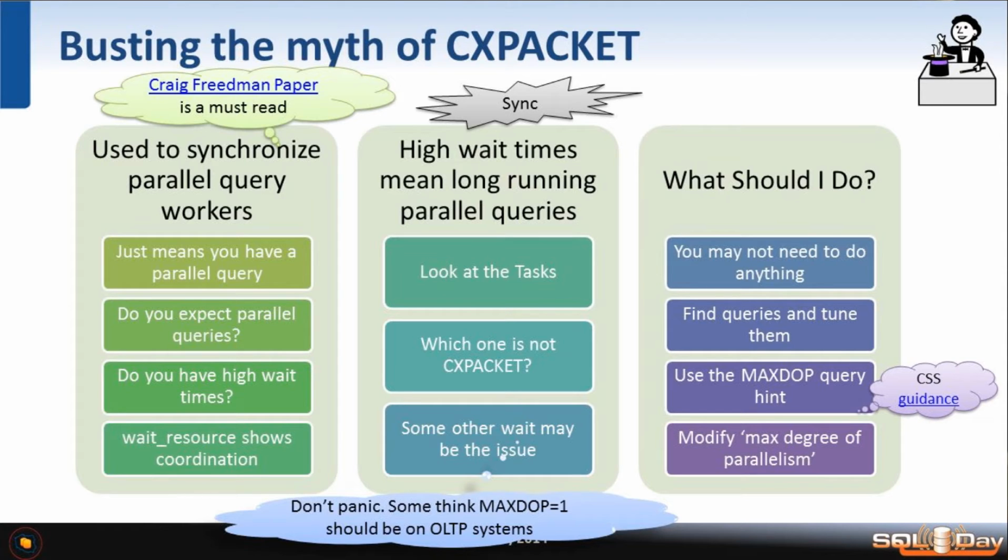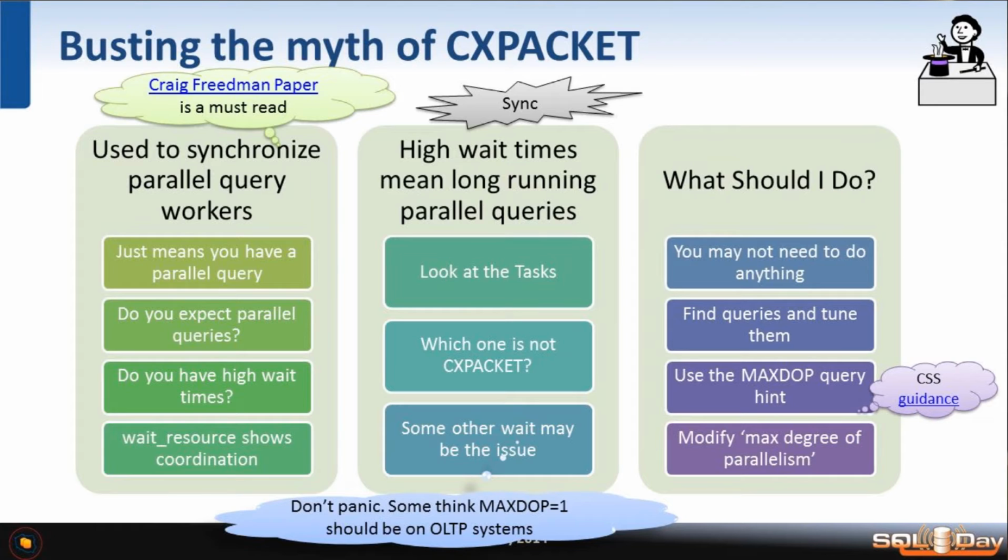Okay? We do not put CX packet wait up because of a bottleneck. That's not why it's done. It simply indicates there's some coordination going on between parallel workers. And so the first question I ask somebody if they see this wait type and they're worried about it is, do you expect to have parallel queries on your system? By the way, an index build on a multi-CPU system could use parallel query or even CHECKDB, so that's possible. But maybe you don't see a lot of them, maybe you see a lot of these coming up. So if you don't expect parallel queries, you maybe should look into the fact that you have some running.